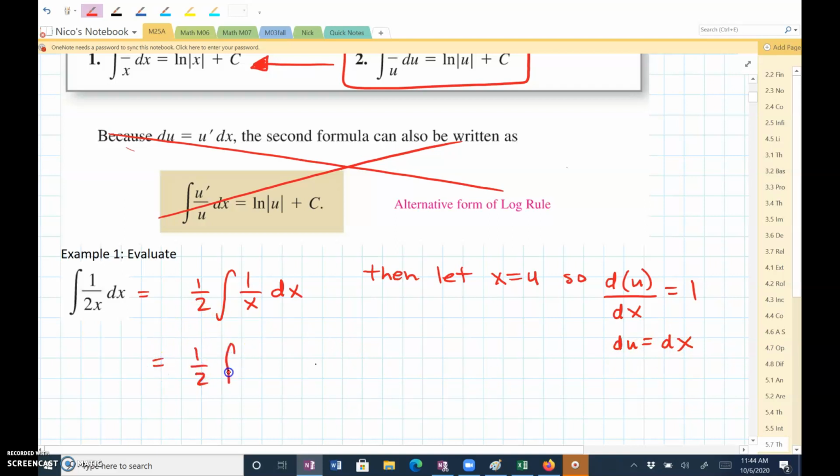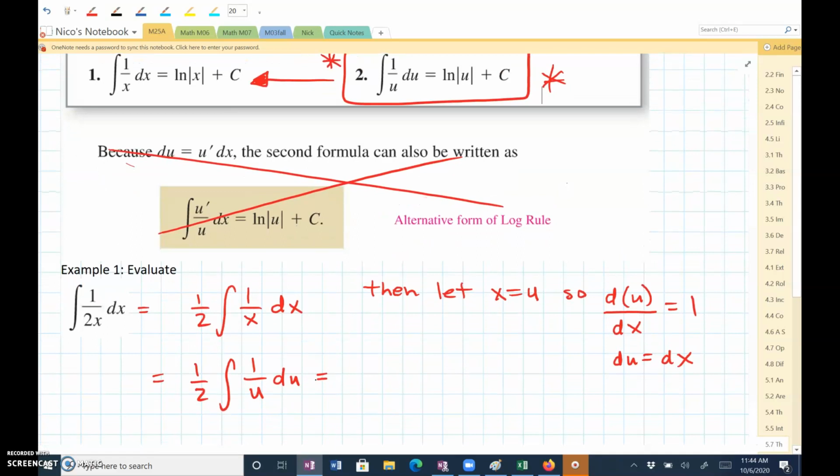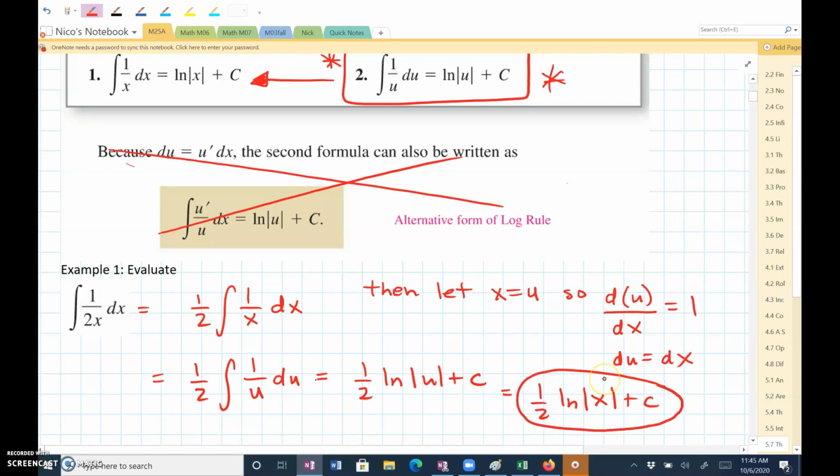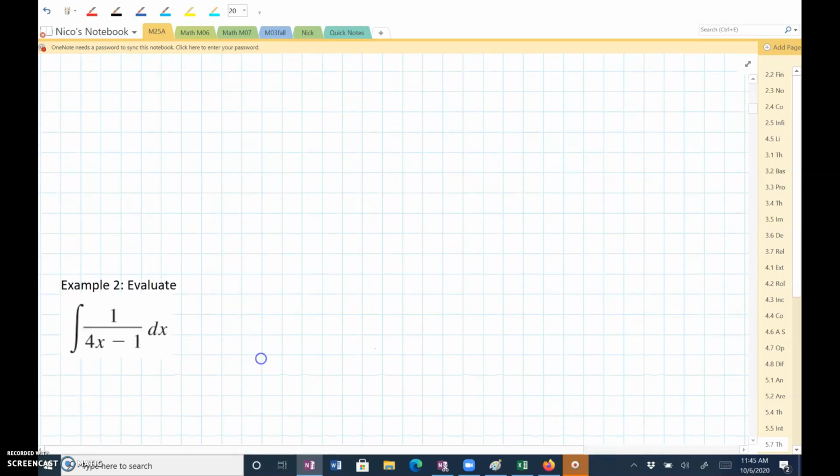And then we just do substitution here. So 1/2 1 over u du, where this would equal, here's the rule here, 1/2 the natural log of u plus c, where u is equal to x plus c. So that would be the answer there. All right, let's look at another one of these.